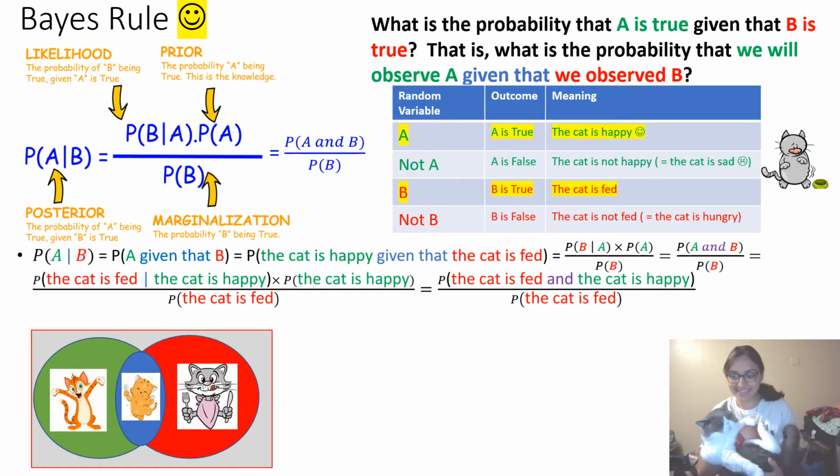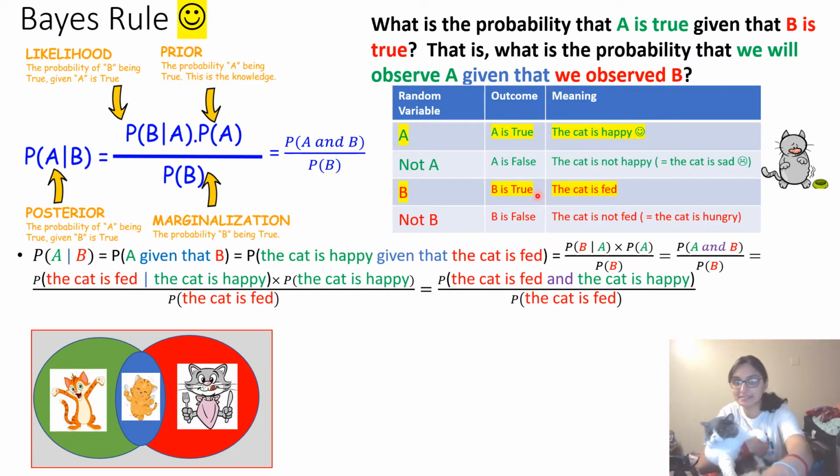So in this example here, I have cute little Yangshi. Hi, little guy. And I want to see an example of the application of Bayes' theorem. So now our little guy is very sleepy and tired, but there are two options for him. He can be happy, or he can be sad in this case. So there's A, that when A is true, then he's happy. But when A is not the case, then A is false, so the cat is not happy. So he is sad in this case.